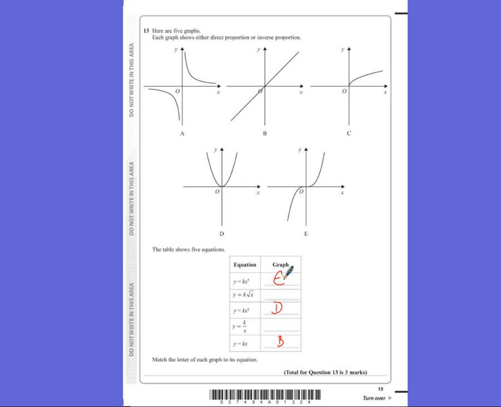The next two I'm not so familiar with, but I can use a little bit of common sense to decide which ones are which. This one is a square root of x. Now I know that I cannot square root a negative number. So if we look at this graph here, there's no part of the graph in the negatives. That's because I can't square root a negative. So this one must be C, which means that this one must be the 1 over x graph, which is A.